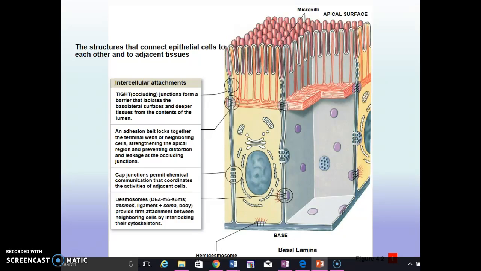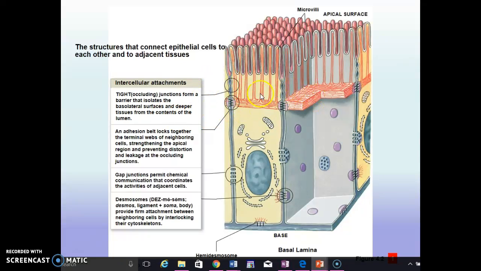This slide talks about the ways that these epithelial tissues are connected to each other. First, there are tight junctions that form a barrier that isolates the basolateral surface and deeper tissues from the contents of the lumen.